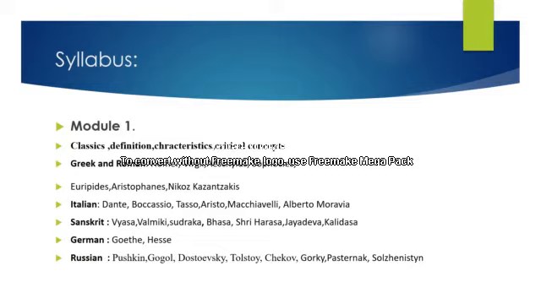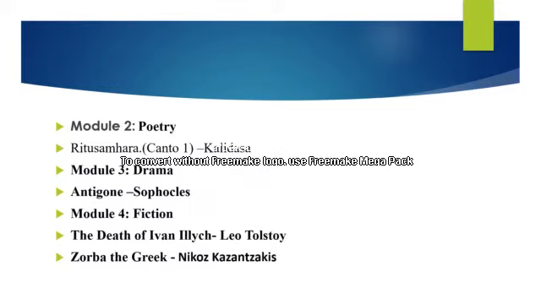So these are the main writers that we have to discuss in the first module. That is, first of all, classics, its definition, characteristics, critical concepts, then all these mainstreams, that is Greek, Roman, Italian, Sanskrit, German, and Russian literature and their important writers. I think all of you are familiar with module one.